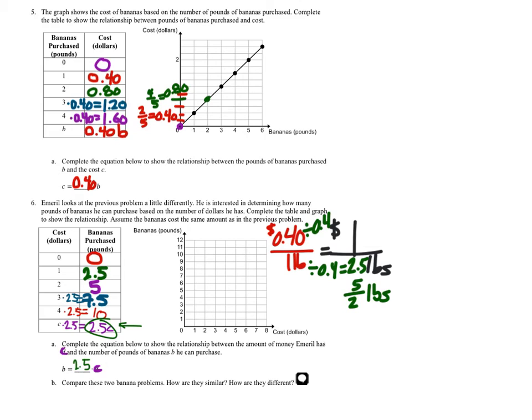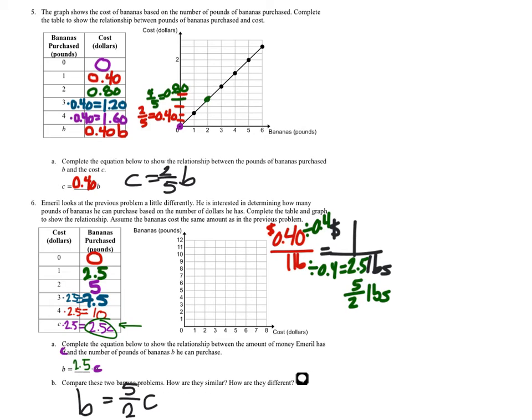Compare these two banana problems. How are they similar? How are they different? Well, if we look at these, this is the cost, which as a fraction was 2/5 times the pounds of bananas. Now it's the pounds of bananas, which as a fraction would be 5/2 times the cost, rather, the dollars.